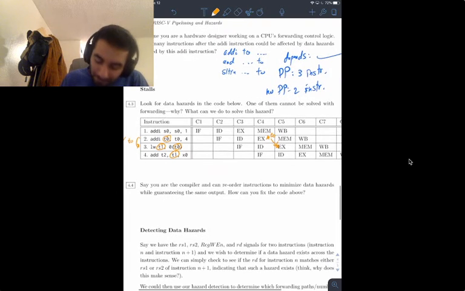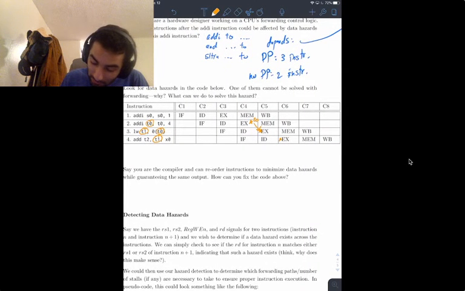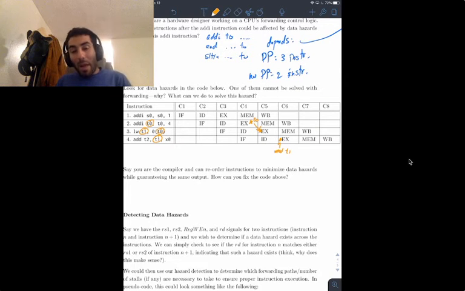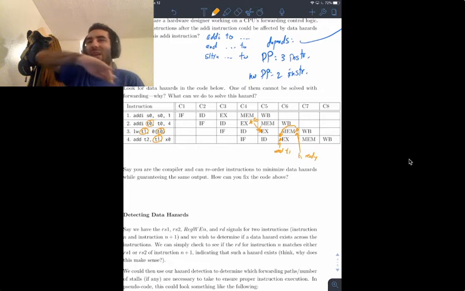Now what about T1? For a load word instruction, when is T1 ready? Well, I need it here. However, when is it ready? It's ready at the end of the mem stage, because I'm loading the word from memory. So therefore, forwarding cannot solve the problem. I cannot draw an arrow into the past. I can't take something from the end of the mem stage and push it into the beginning of the execute stage. That wouldn't make any sense whatsoever.